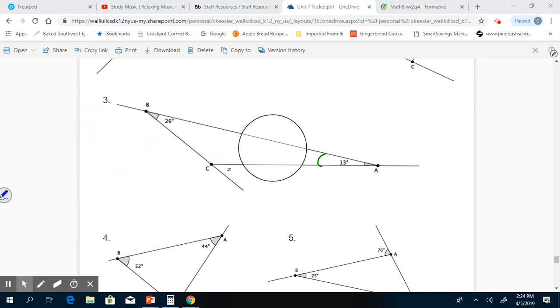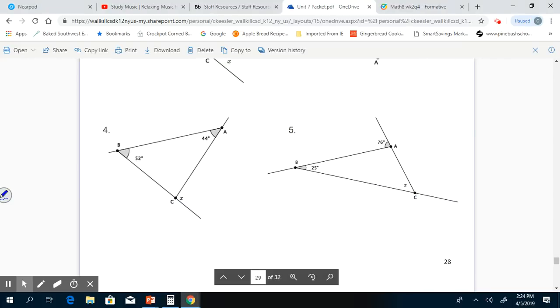So you're going to try 4 and 5 on your own. You can either pause the video now and do those, or resume 4 and 5 after I go over 6 and 7.